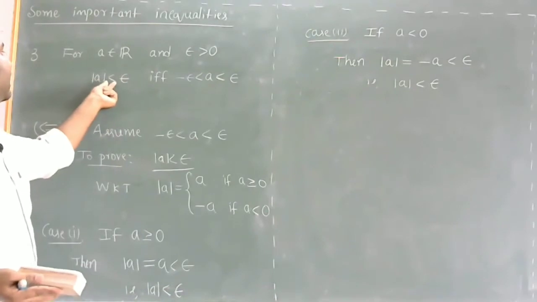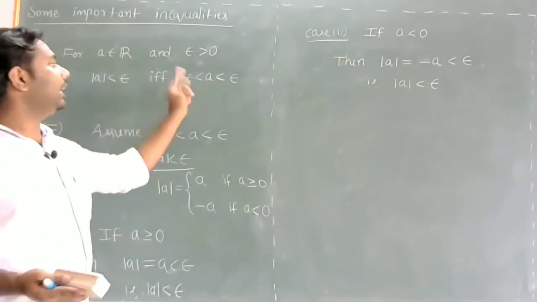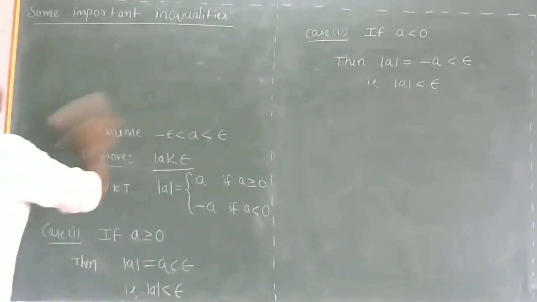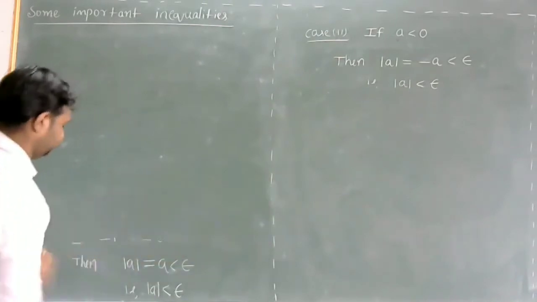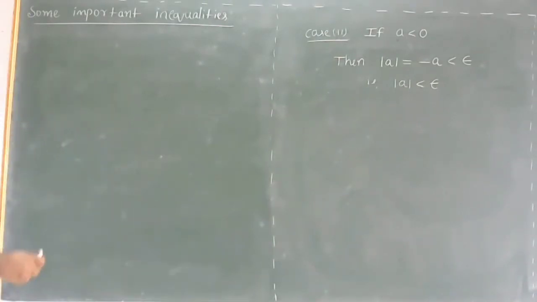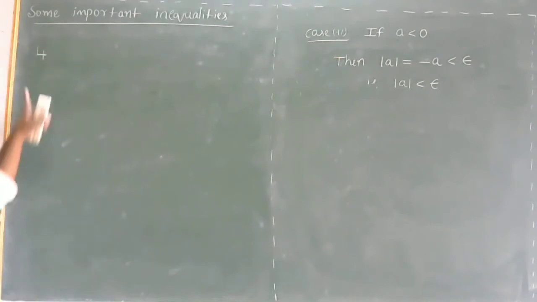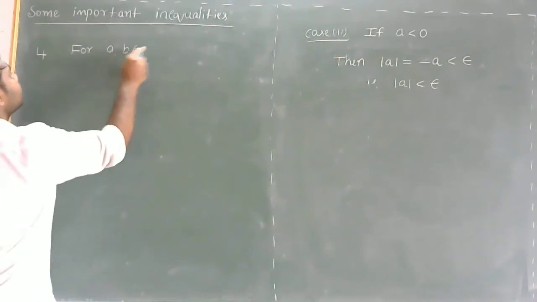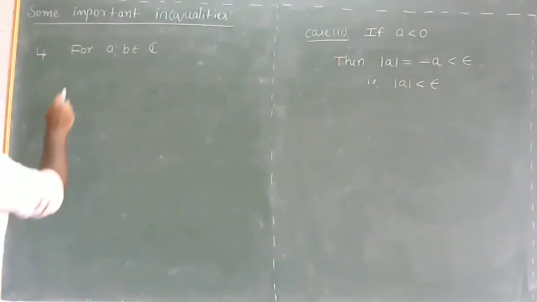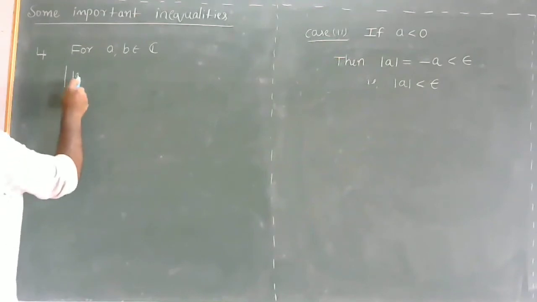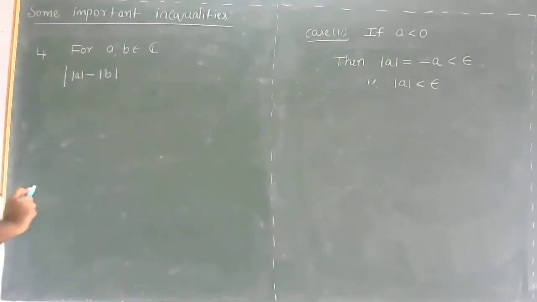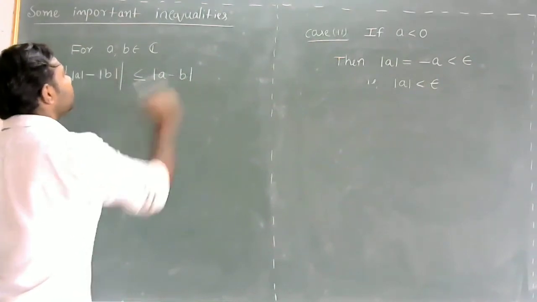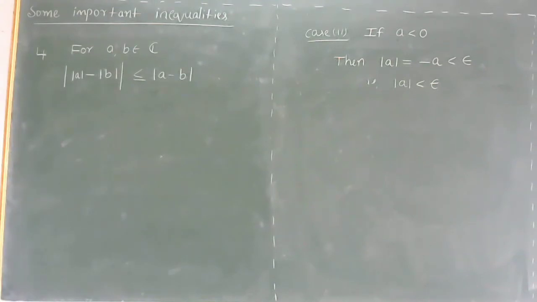So modulus of A is less than epsilon if and only if A lies in between minus epsilon and plus epsilon. Next inequality: for any two complex numbers a and b, modulus of a minus modulus of b is less than or equal to modulus of a minus b.